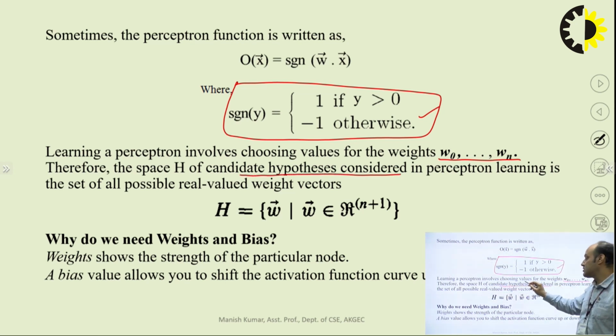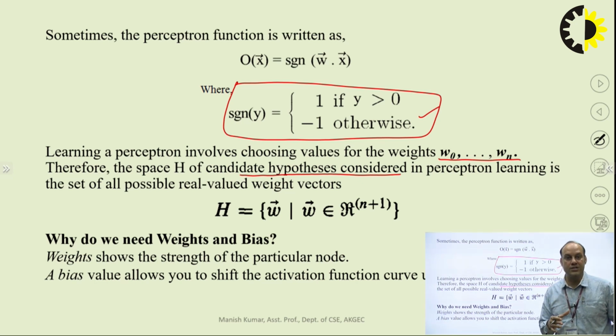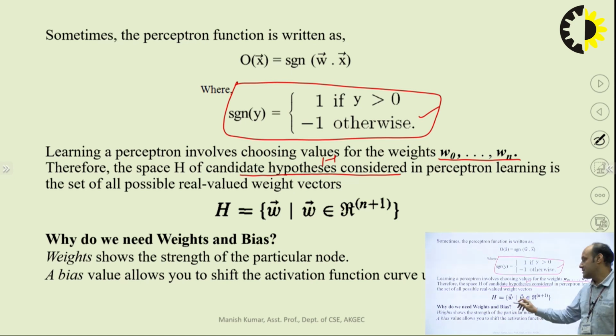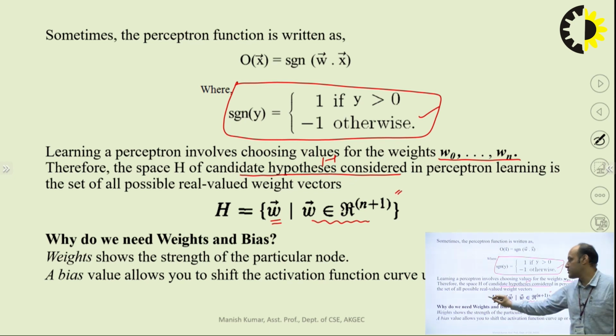Therefore, this is the space H of candidate hypotheses considered. What is this hypothesis space? Hypothesis space can be defined as all the combinations of the input, the space that will include all the legal moves, defined as a hypothesis H. This hypothesis H will consist of the weight vector, which belongs to the real valued space R to the power n plus 1. This is the function of hypotheses that will contain all the legal moves.